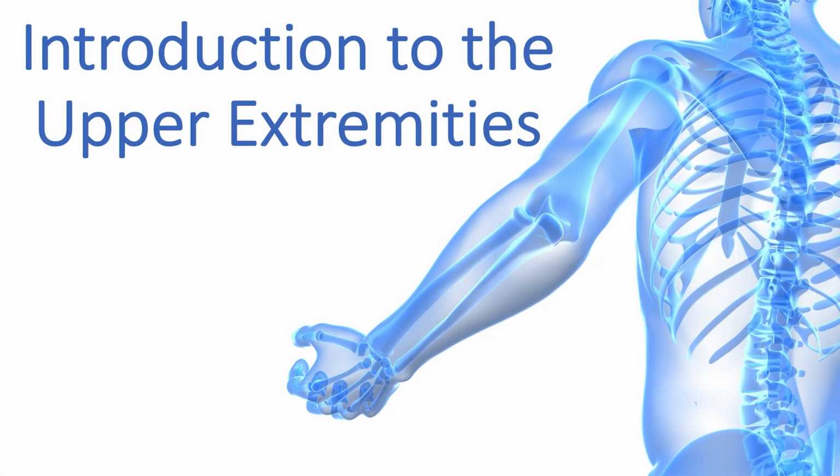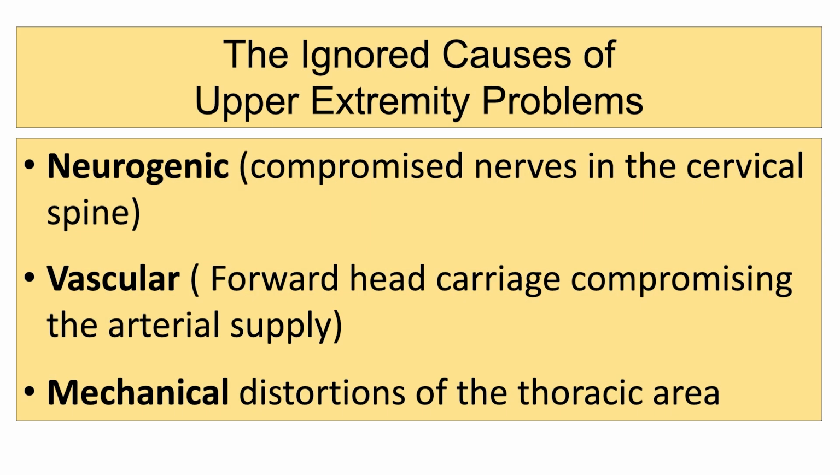Now, today's the introduction to upper extremities. We're going to get deep into detail in carpal tunnel syndrome, golfer's elbow, tennis elbow, and all rotator cuff issues, but it's important that you understand the basics. So this is an introduction to the anatomy, physiology, and neurology. Now, number one, most commonly ignored causes: neurogenic. That means compromise to the nerves, and it's going to be in the cervical and upper thoracic spine.